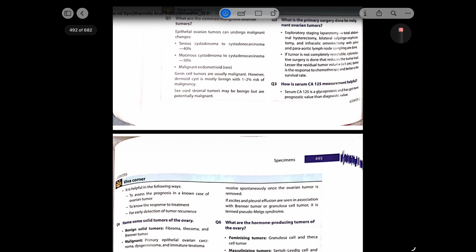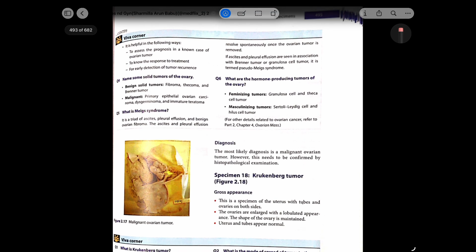How is serum CA125 measurement helpful? Serum CA125 is a glycoprotein and has more prognostic value than diagnostic value. It's helpful in the following ways: to assess the prognosis in a known case of ovarian tumor, to know the response to treatment, and for early detection of tumor recurrence.